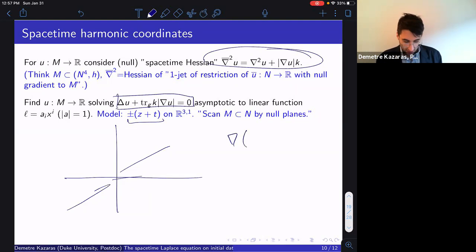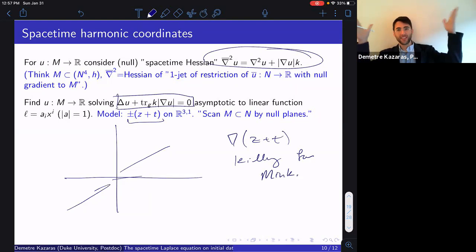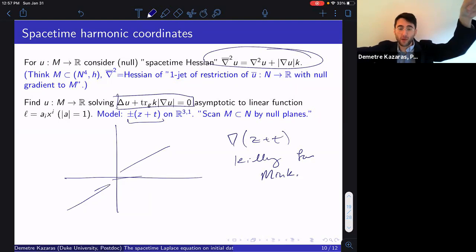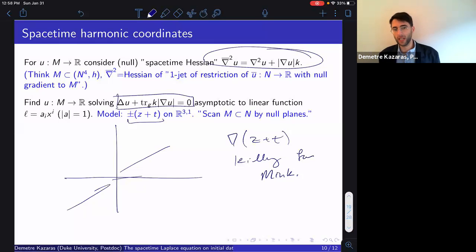The gradient of z plus t, that's Killing for Minkowski space. Meaning, they are the infinitesimal generators of translation in the z plus t direction, which is an isometry for Minkowski space, which means that these vector fields are Killing for the Lorentzian metric.